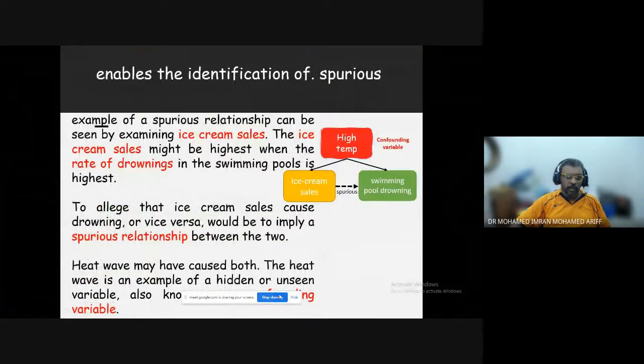Okay, so actually there is another variable, which is high temperature. So actually what you are studying, there is another variable here. That is why when there is high temperature, ice cream sales are high, and when there is high temperature, people like to go swimming, so people will drown. So this variable that you found is what we call a confounding variable.